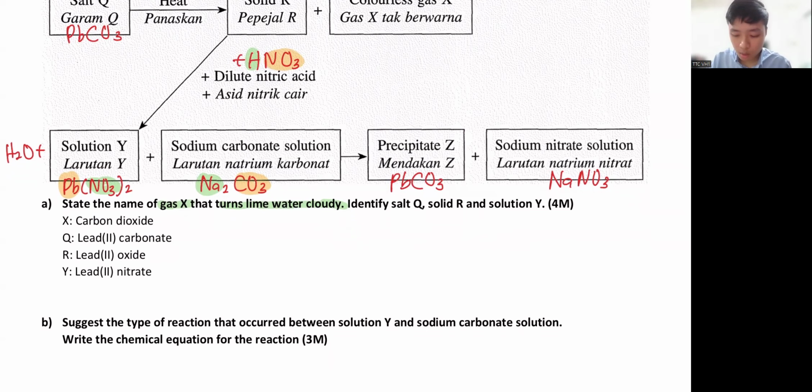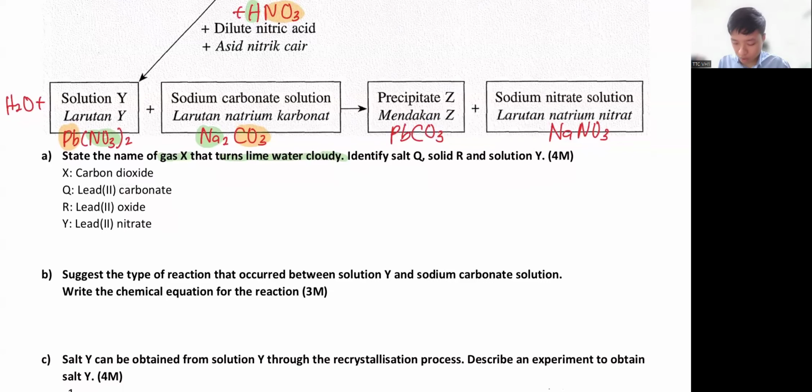Okay, move on. B. Suggest the type of reaction that occurs between solution Y and sodium carbonate. Write the chemical equation for the reaction. Now, very simple. Solution Y is lead nitrate, and sodium carbonate is Na2CO3. So what do you get? You get an insoluble salt, PbCO3.